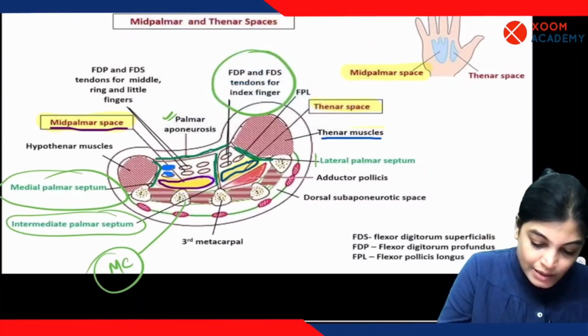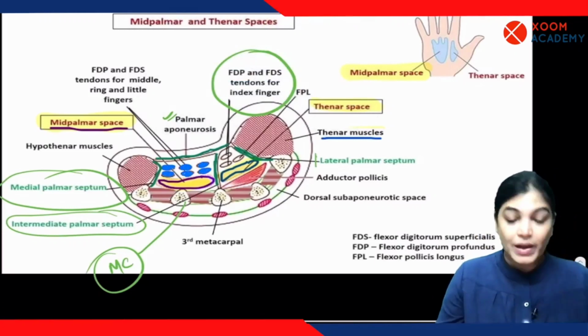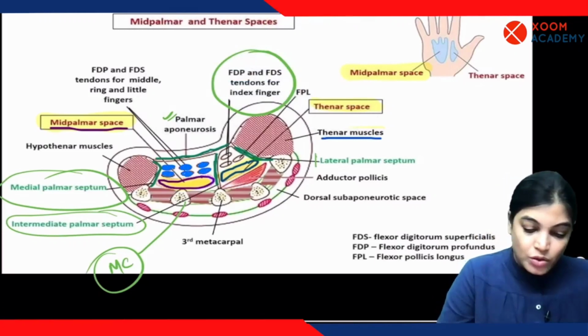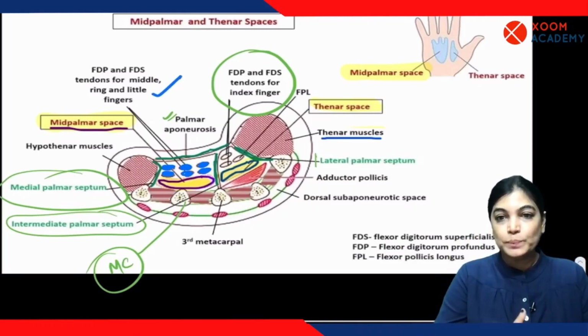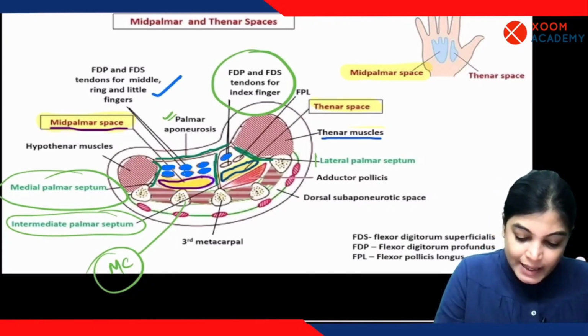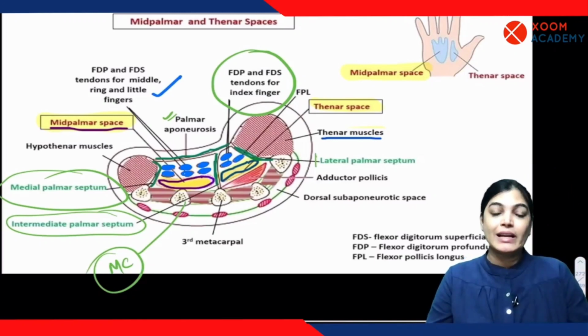So you can see all these structures which I am showing you with these rounded tendons. These are the tendons of FDP and FDS. Here, for the middle, ring and little finger, the tendons of FDS and FDP are related to the mid-palmar space. When I am talking about the index finger and the tendon of the thumb, it is related to the lateral side, that is the thenar space.